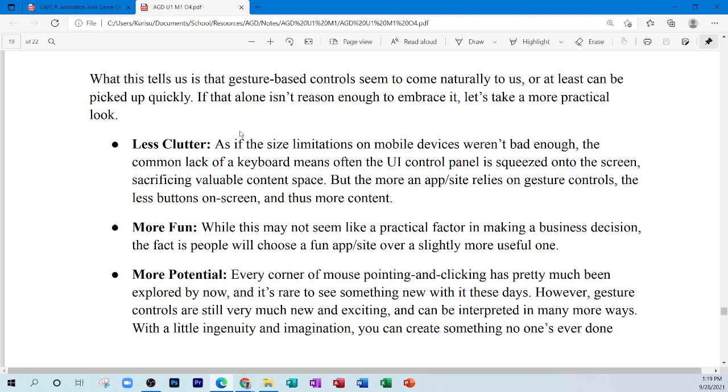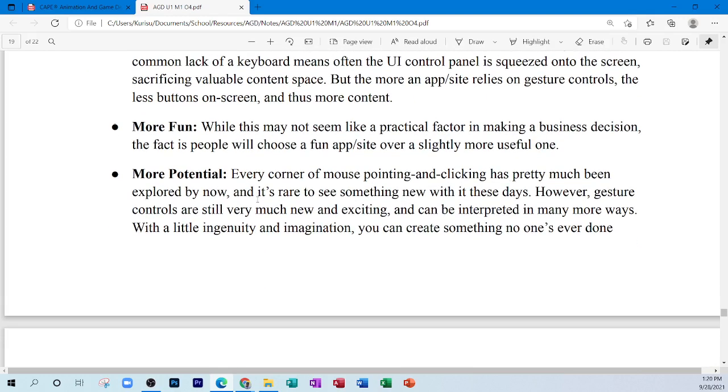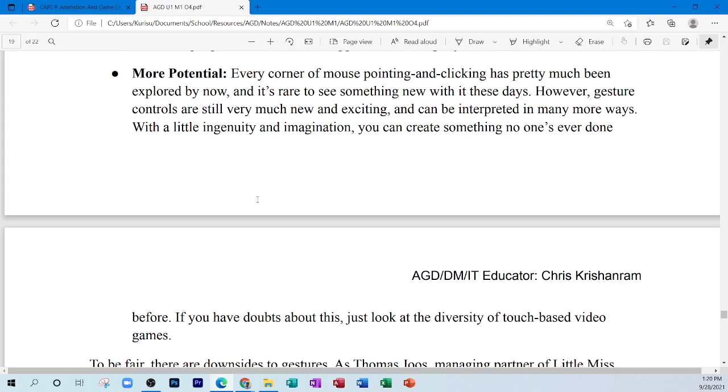More potential. Every corner of mouse pointing and clicking has pretty much been explored by now, and it's rare to see something new with it these days. However, gesture controls are still very much new and exciting and can be interpreted in many more ways. With a little ingenuity and imagination, you can create something no one's ever done before. If you have doubts about it, just look at the diversity of touch based video games.